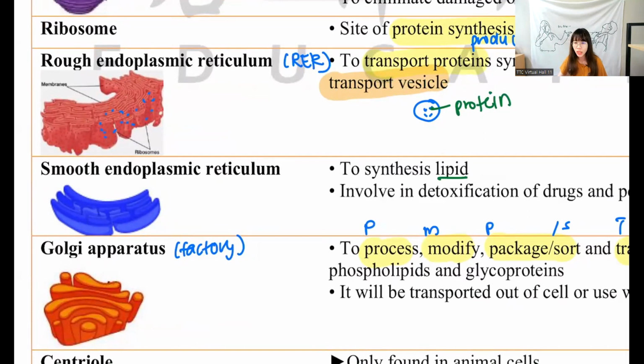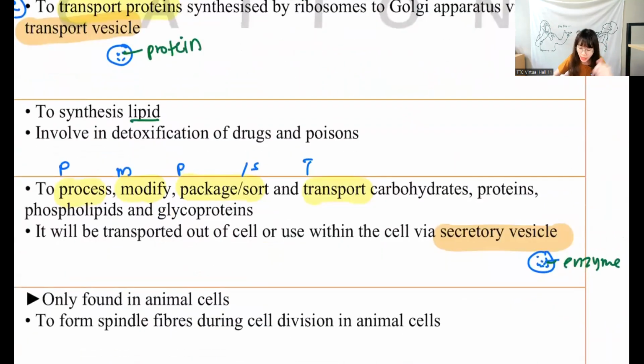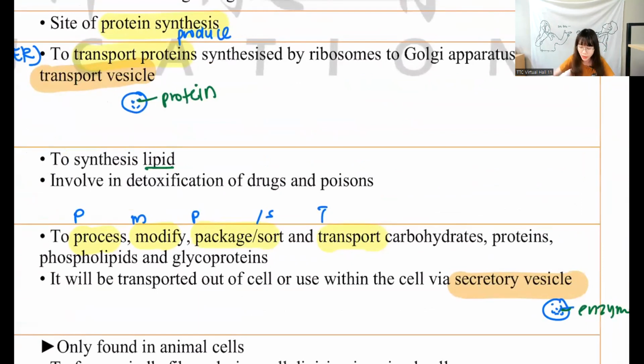They are also involved in detoxification. What does detoxification mean? It means the things that you don't want have to be moved out from the body. Usually this refers to drugs, poison, and medication. So the smooth endoplasmic reticulum can be found most abundantly in the liver. Abundantly means a lot. Your liver has the same function, where it carries out detoxification.